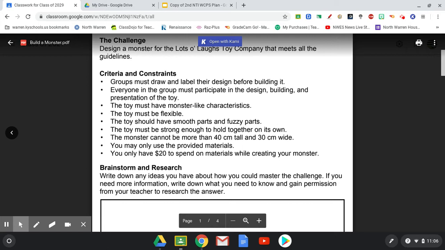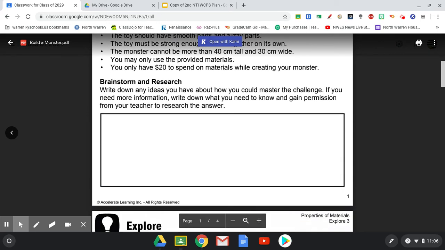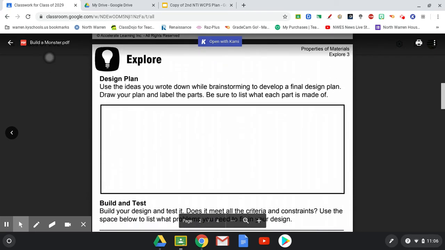It says you may only use the provided materials, and that's going to be different for each household, or the ideas that you have in your brain. So what you're going to do first is brainstorm and research. Just write down any ideas that you have about this challenge and what kind of monsters you're thinking about. You're not drawing any pictures here, you're just writing down, okay, I want a monster that has wheels on it, or I'm thinking a monster that has big teeth. You would just write those things down.